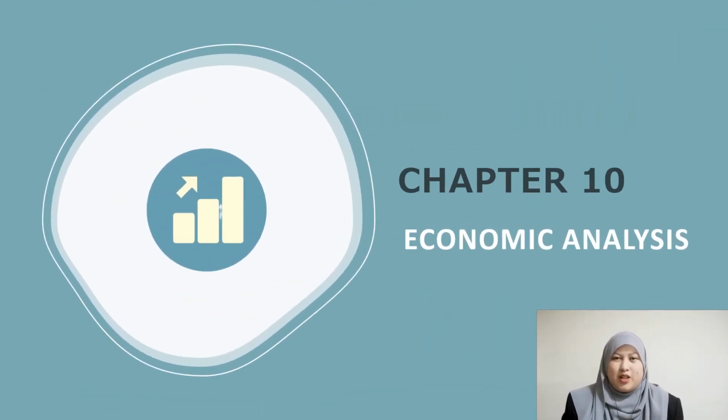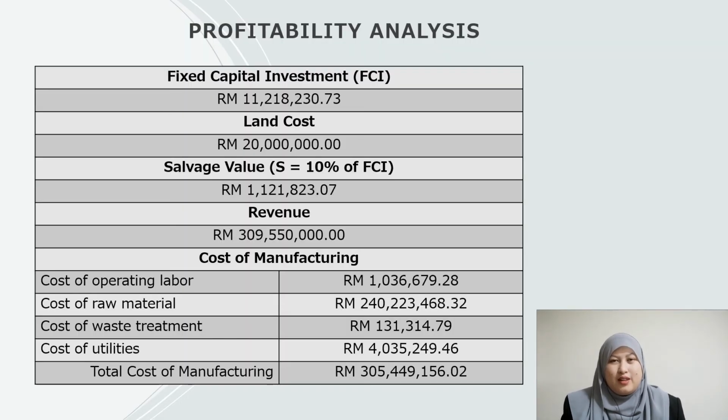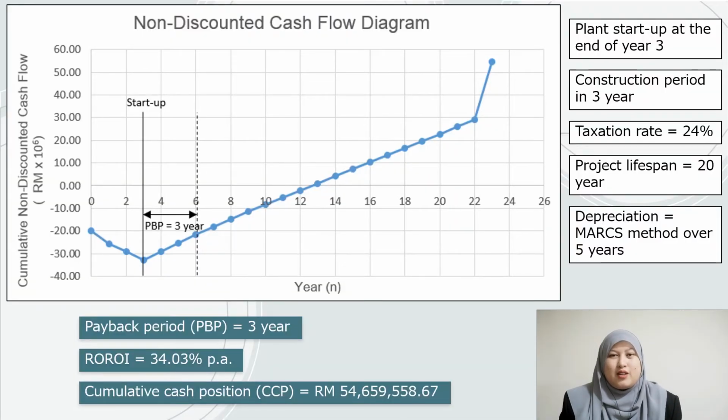Next is Chapter 10, Economic Analysis. The profitability analysis is estimated using CapCost software. These are the values that will be used in the profitability analysis. The plant starts up at the end of year 3 and the construction period is 3 years. The taxation rate is 24% and the project lifespan is estimated to last 20 years.